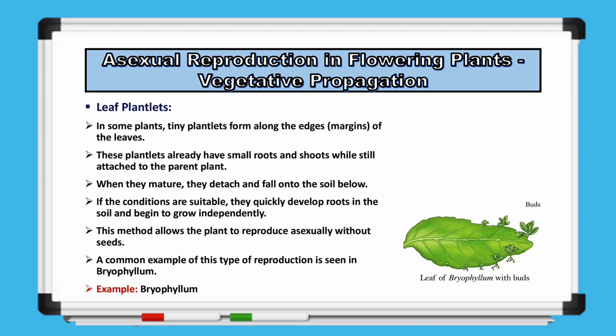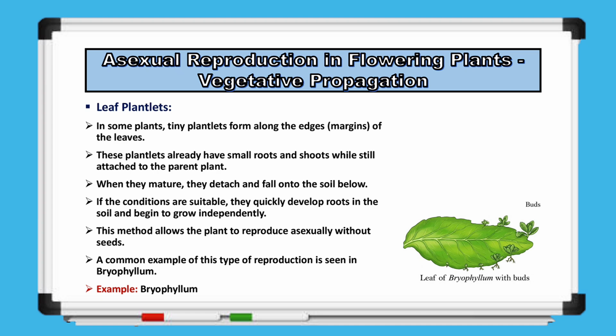Next, we have another method of asexual reproduction in flowering plants through vegetative propagation, known as leaf plantlets. In some plants, small plantlets develop along the edges or margins of the leaves. These plantlets already contain tiny roots and shoots while still attached to the parent plant. When they become mature, they detach from the leaf and fall onto the soil. If the environmental conditions are favorable, the plantlets quickly develop roots in the soil and begin to grow as independent plants. This method allows the plant to reproduce asexually without producing seeds.